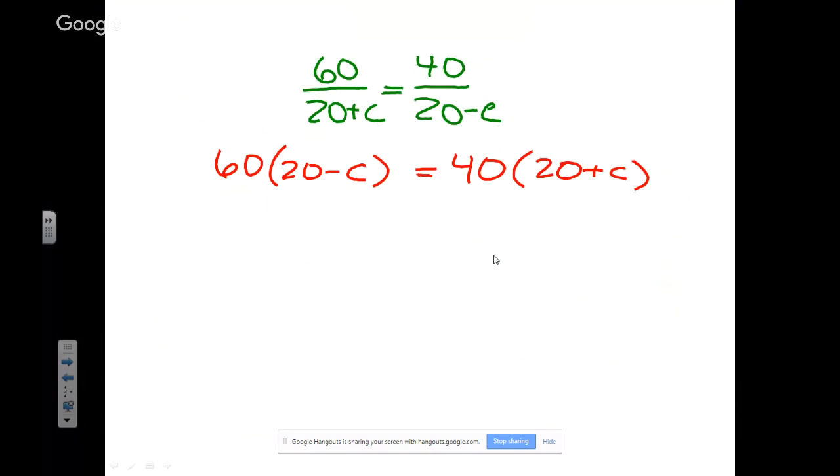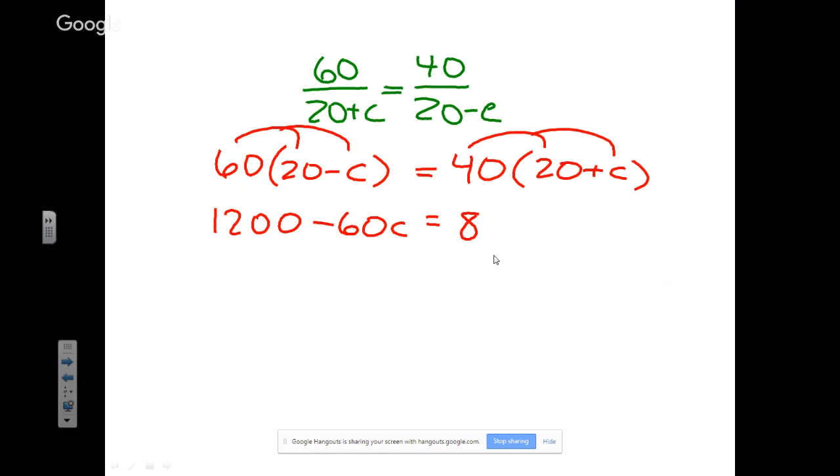Okay. And then the 60 needs to get, this time we do need to distribute it in, because the C is locked up in that parenthesis. 60 times 20, is that 1200? Minus 60C equals, is that 800?